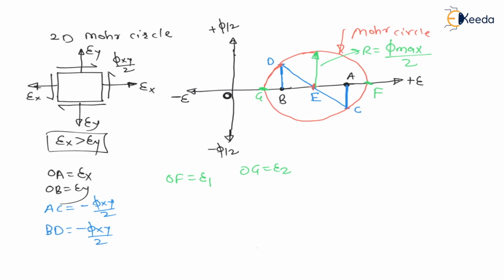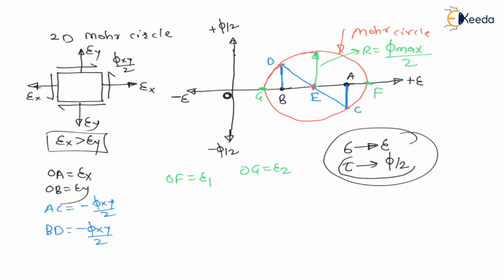For strain analysis, all the calculations are exactly similar to stress analysis, but here instead of normal stress we have to write normal strain, and instead of shear stress we have to write shear strain divided by 2. Only that change, and do each and every calculation exactly similar to stress analysis.